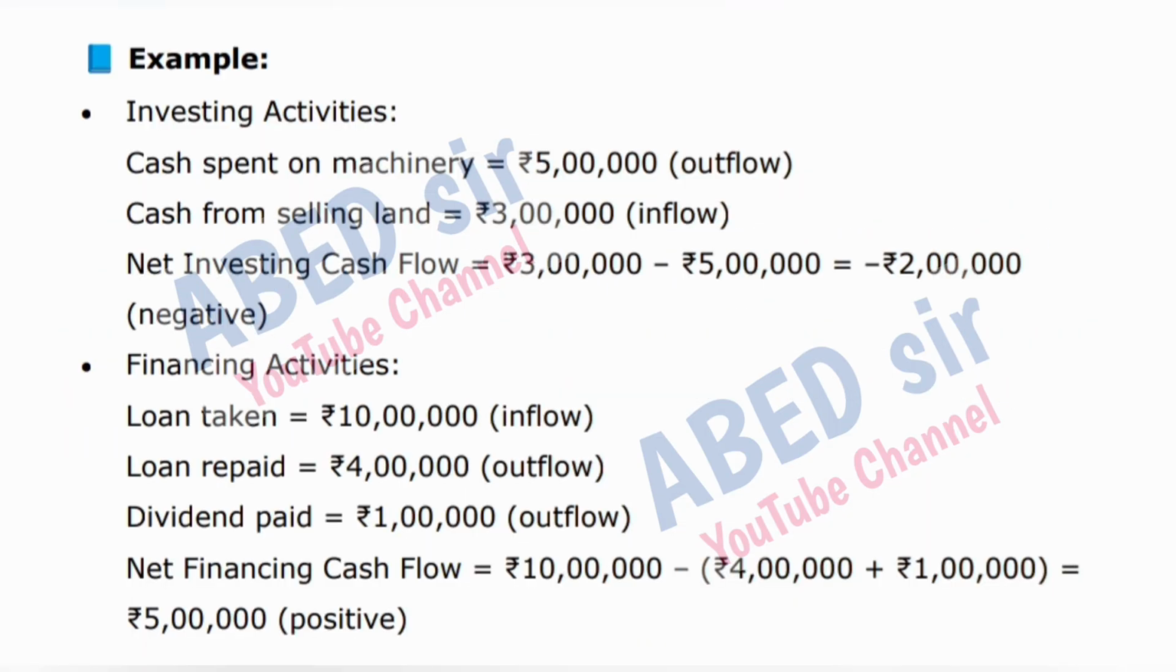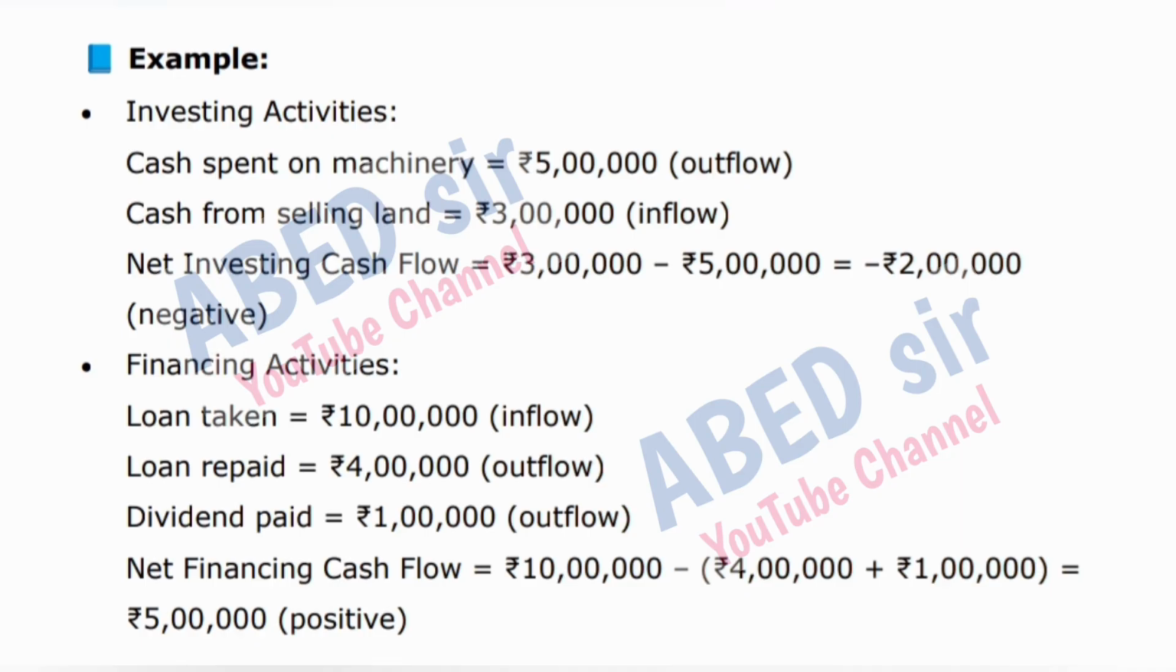Example. Investing activities: cash spent on machinery is 5 lakh rupees outflow. Cash from selling land is 3 lakh rupees inflow. Net investing cash flow equals 3 lakh rupees minus 5 lakh rupees, which is 2 lakh rupees (200,000) negative.